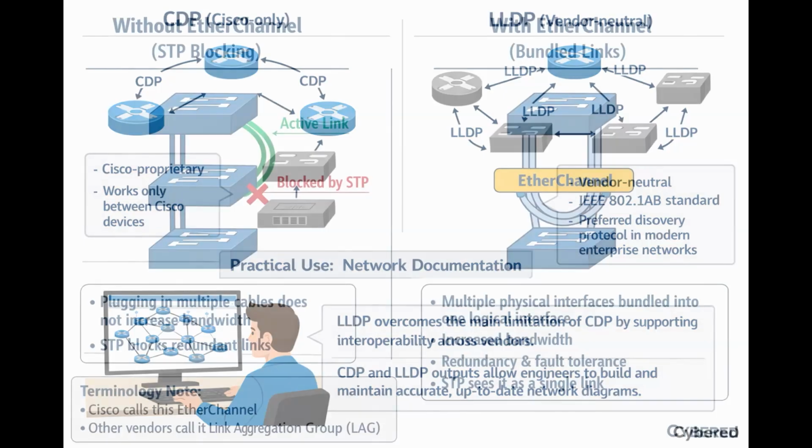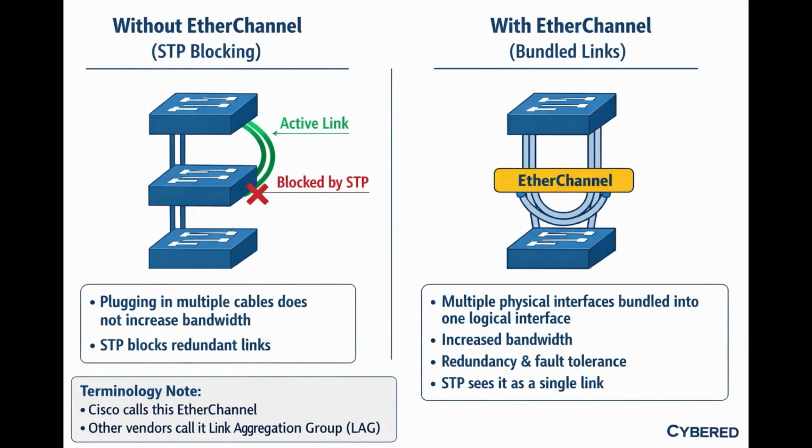using EtherChannel. When connecting two switches using multiple physical links, the goal is often to increase bandwidth and provide redundancy. Simply plugging in multiple cables does not achieve this automatically, because Spanning Tree Protocol prevents Layer 2 loops by blocking redundant links. An EtherChannel solves this problem by bundling multiple physical interfaces into a single logical interface, allowing all links to be used simultaneously while STP treats them as one connection.